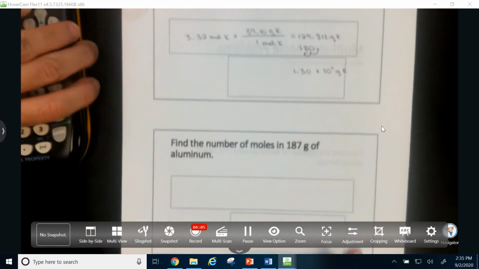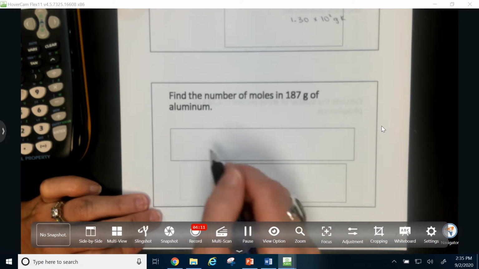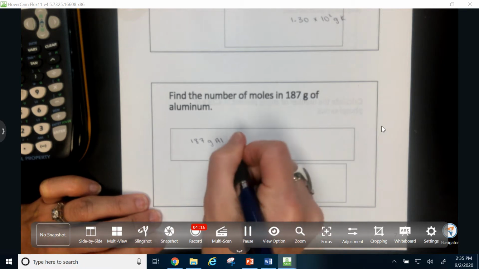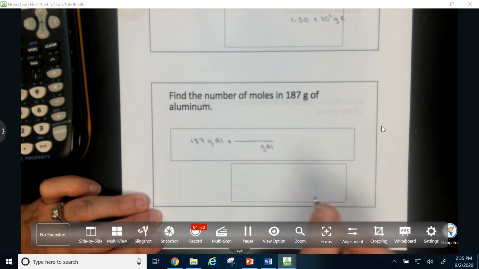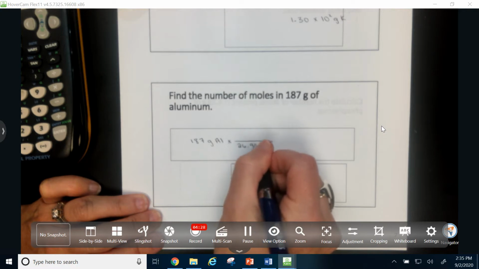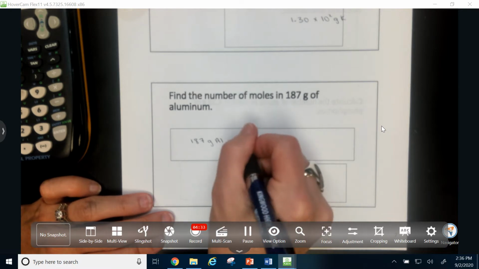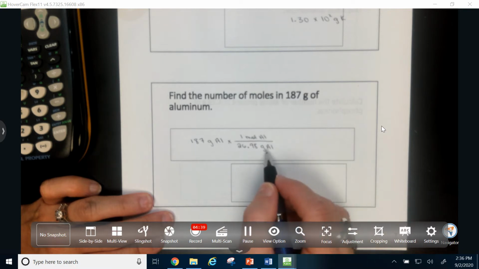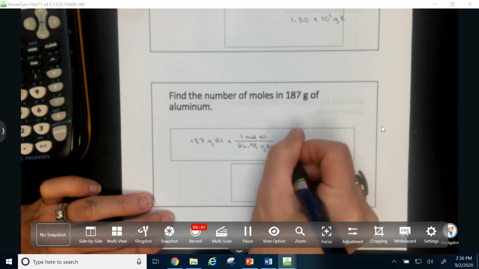Okay? Now in this next example, find the number of moles in 187 grams of aluminum. So you start by writing what was given, 187 grams of aluminum, times, remember, whatever unit we're starting with, that unit goes down here at the bottom. You use your periodic table to find your grams, so that's 26.98 grams of aluminum, and we know that 26.98 grams of aluminum is equal to 1 mole of aluminum up here. Notice I always put my units at the bottom first, and then figure out which number goes with it, because the units are what's telling me what to do.